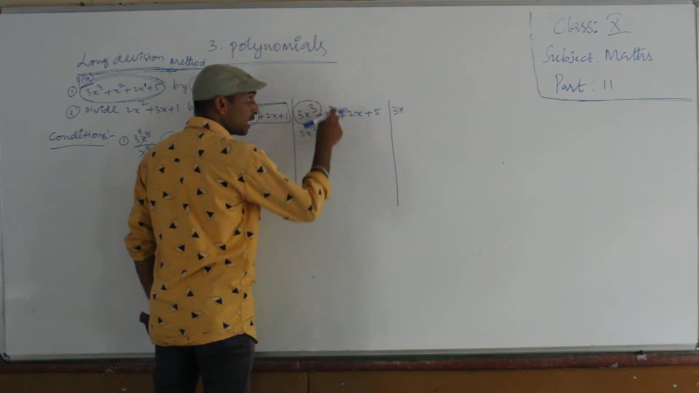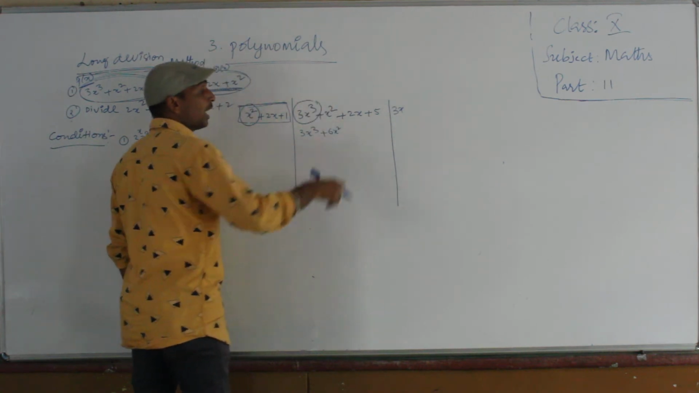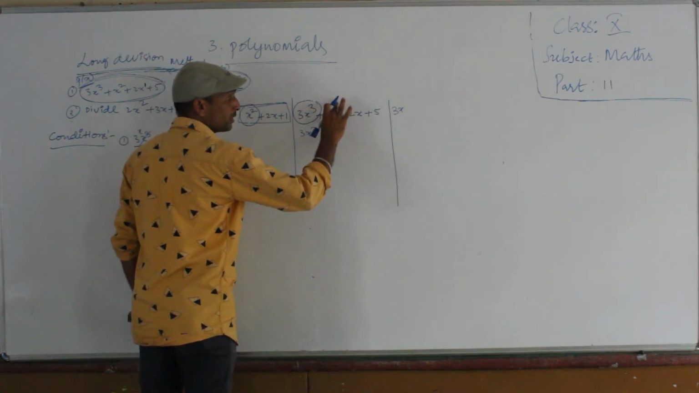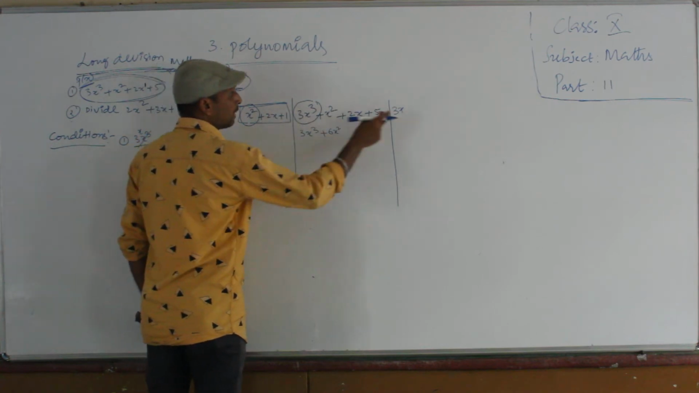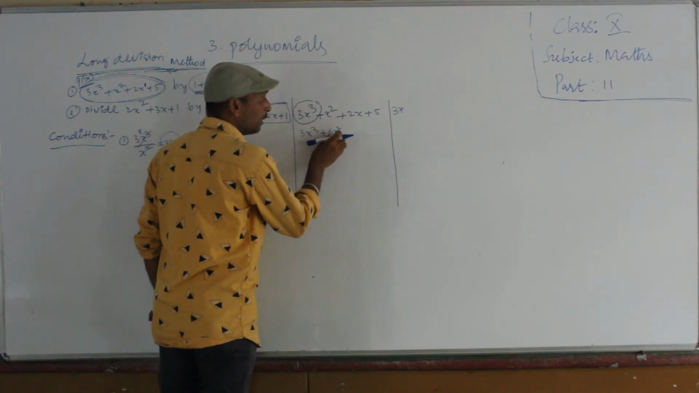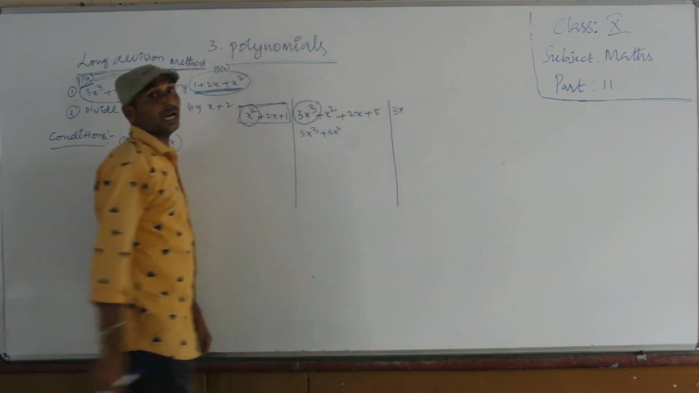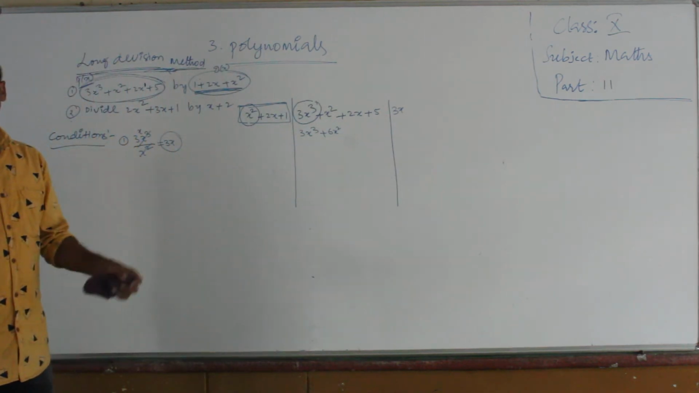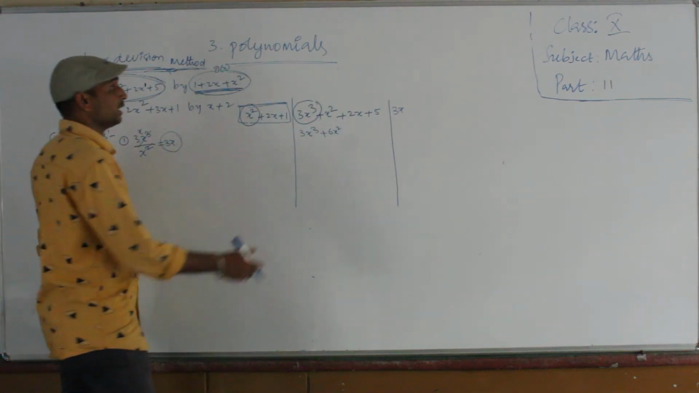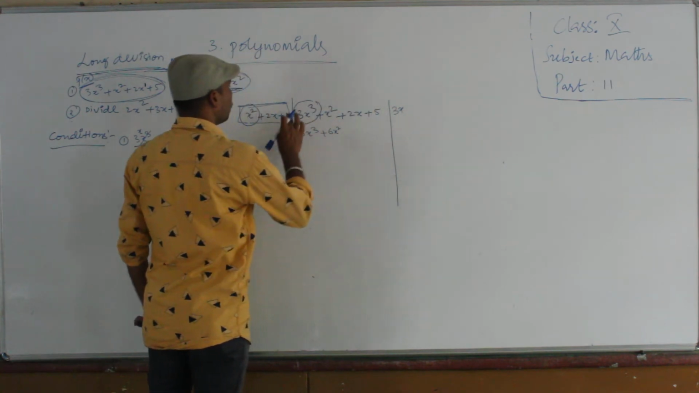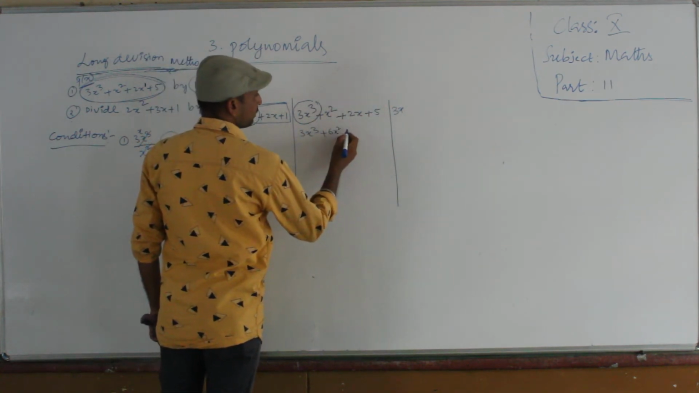See, these terms also we have to take in order. Here an x square term is there, and when we multiply we get an x square term; we should write it only below the x square term, otherwise you will get confused. Next, 3x into 1 is plus 3x.